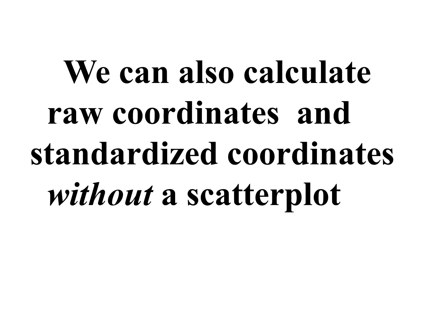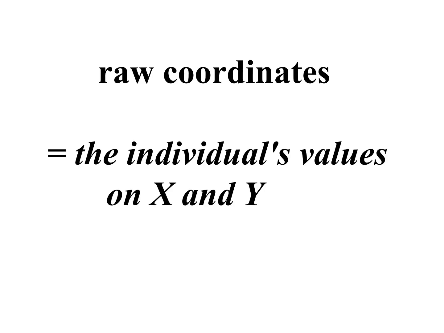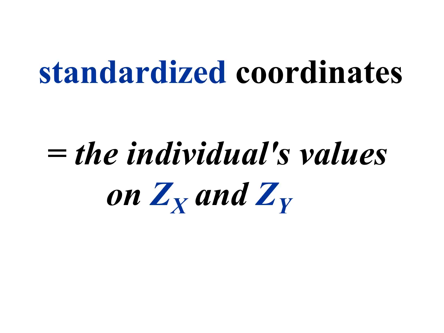In the last lecture, we saw that we can also calculate a point's raw coordinates and standardized coordinates without a scatter plot. We just need to calculate the Z-scores of X and the Z-scores of Y. For a particular individual, the raw coordinates are equal to X and Y. The standardized coordinates for that same individual are equal to C of X and C of Y. So the raw coordinates are the individual's values on X and Y. The standardized coordinates are the individual's values on C of X and C of Y.